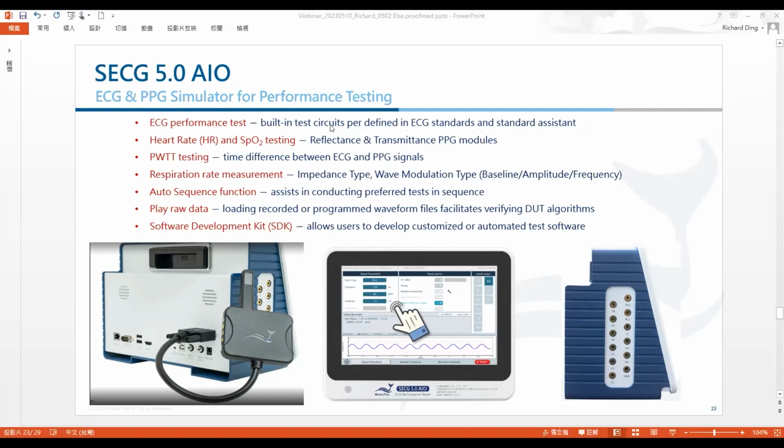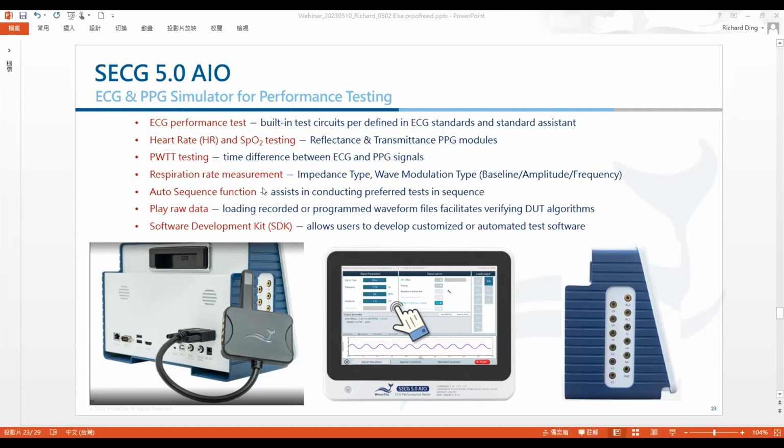This is a built-in circuit predefined with the ECG standard. The second one is that we can measure heart rate and SpO2 testing using a reflectance or transmittance PPG module. The third is that we can simulate the PWTT signal, for testing devices with PWTT function, because we already have an ECG and PPG signal. And fourth, we have a respiration rate measurement, for impedance type and wave modulation type respiration rate tests.